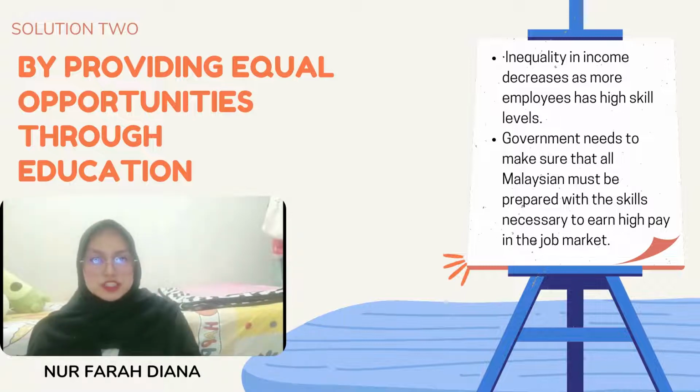In order to ensure that Malaysia can also solve the problem of income inequality, firstly, the government needs to make sure that all Malaysians are prepared with the skills necessary to earn high pay in the job market. In Malaysia, education has long been regarded as a means of creating national unity, alleviating poverty, and reorganizing society. Aside from that, the importance of education in generating trained and semi-skilled personnel has been emphasized in educational development strategies. The government's dedication to expanding national education may be seen in the amount of money it spends on it.